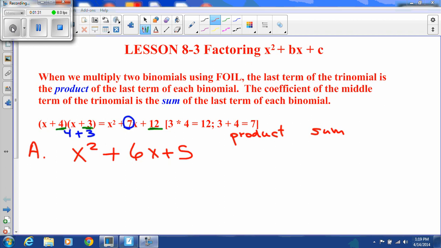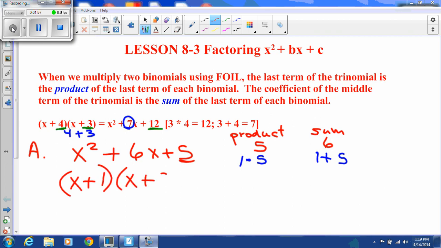We want two numbers whose product is 5 and whose sum is 6. What two numbers do you know whose product is 5 and whose sum is 6? Well, I know that 1 times 5 is 5, and I know that 1 plus 5 is 6. Therefore, I know that I can factor this trinomial into the two binomials, x plus 1 times x plus 5.